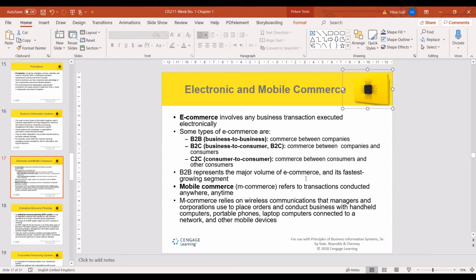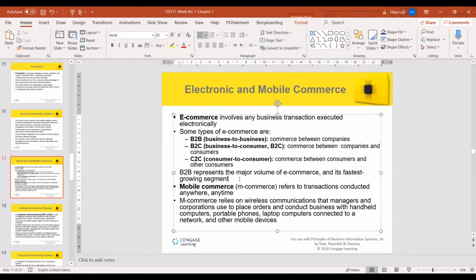B2B represents the major volume of e-commerce and is its fastest growing segment. Its volume is getting bigger and bigger day by day. Nowadays many people are doing business on Amazon. They register themselves on Amazon online, buy from Alibaba, send to Amazon, and sell on Amazon. It's a very common business. Many people are doing it and earning good money. You guys can also do this.